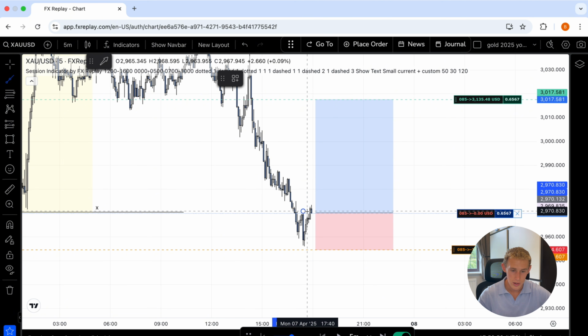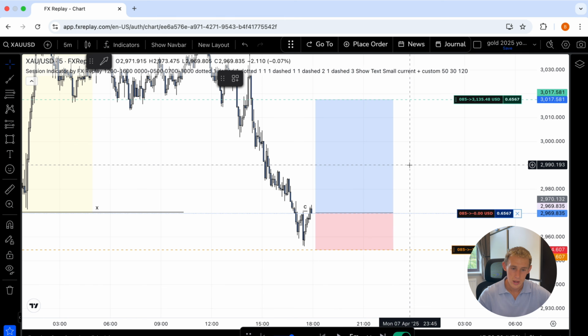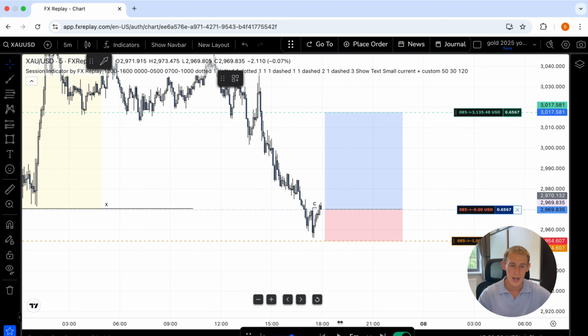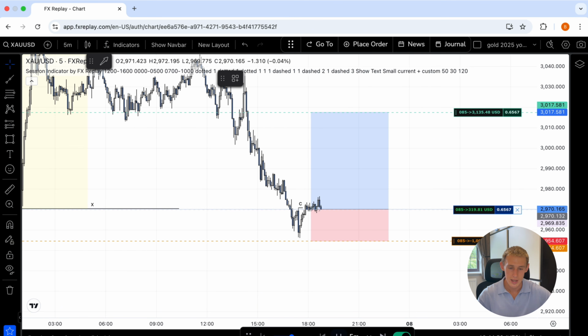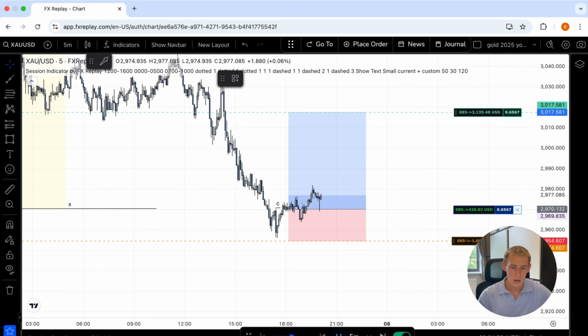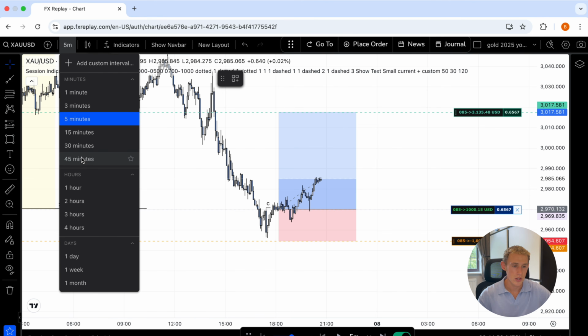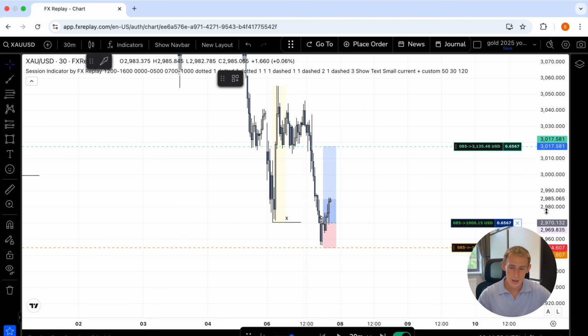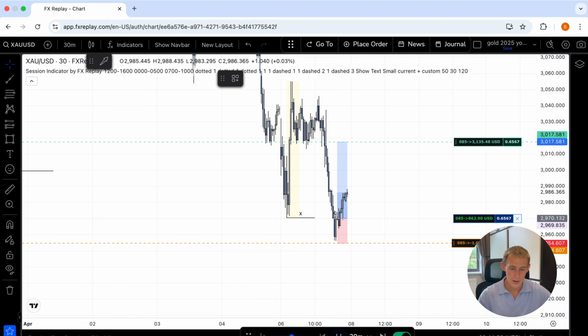And let me just mark this on as well. So this was the change of character, right? Price has created imbalance. This is a valid entry. So let's see how this plays out. Right, nice push so far. And yeah, let's see how this goes.